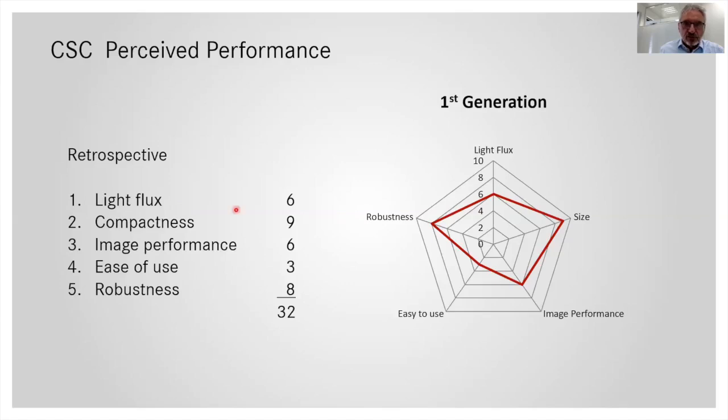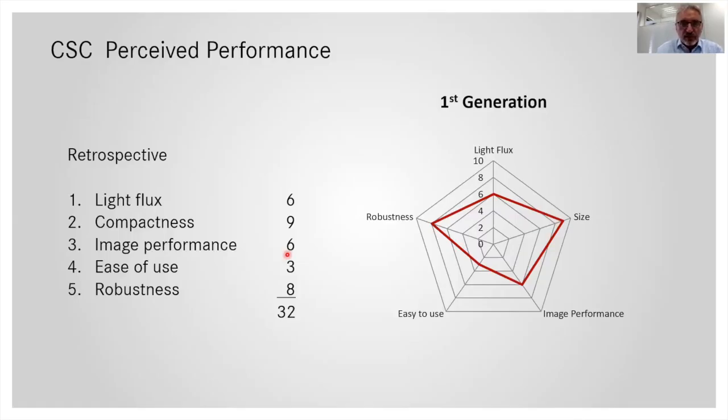The light flux was not that good, 6, because the F number was 3.5 or 2.8, and so the compactness was quite good, yes, still compact, can compete with today's lenses. The image performance 6, why do I say 6? In the brochure you could read at that time, please stop down 3 steps to get best performance.